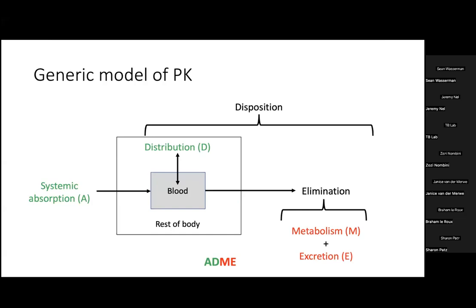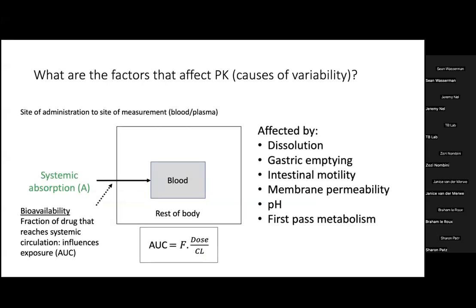So I'm going to go through each of these and explain with examples different causes of variability in each of these and show how it affects the way that we will think about using and dosing antibiotics. So for the first component, which is absorption, what are the factors that affect the PK?